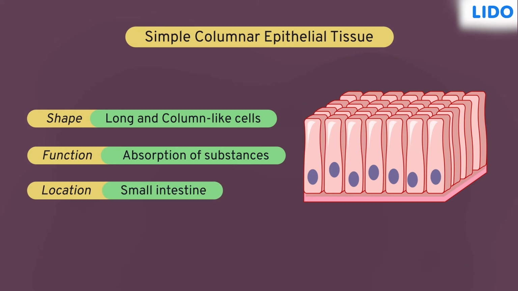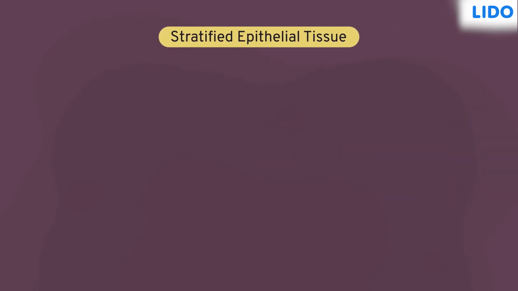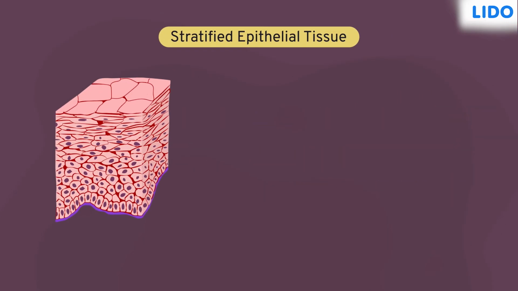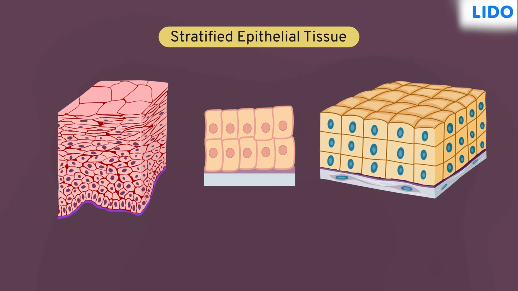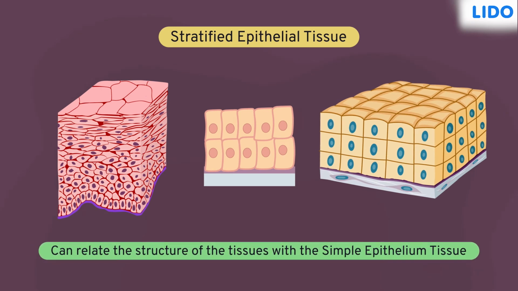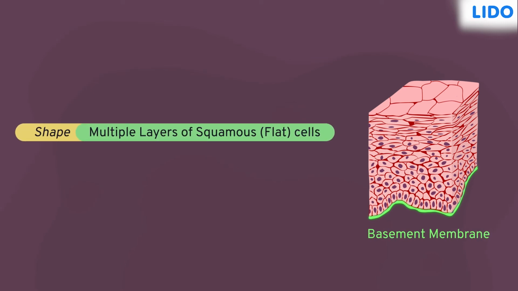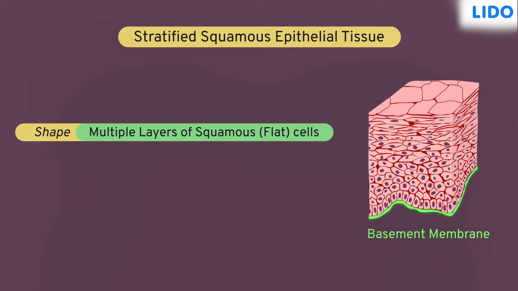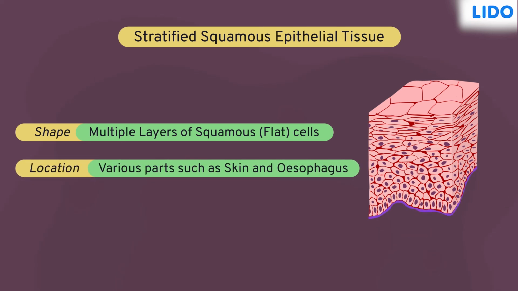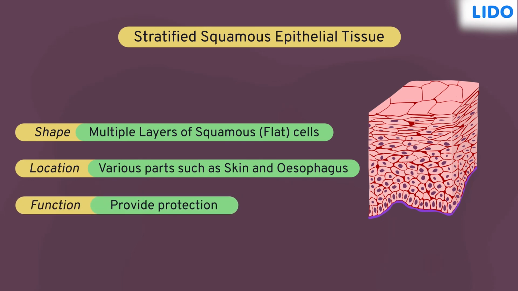Coming to the multi-story buildings or the stratified epithelial tissue, even they are of three types, and you can relate the structure of these tissues with the simple epithelium tissue. The first type of tissue has multiple layers of squamous cells and is called a stratified squamous epithelium. They are present in the skin's epidermis and have an important role in providing protection.